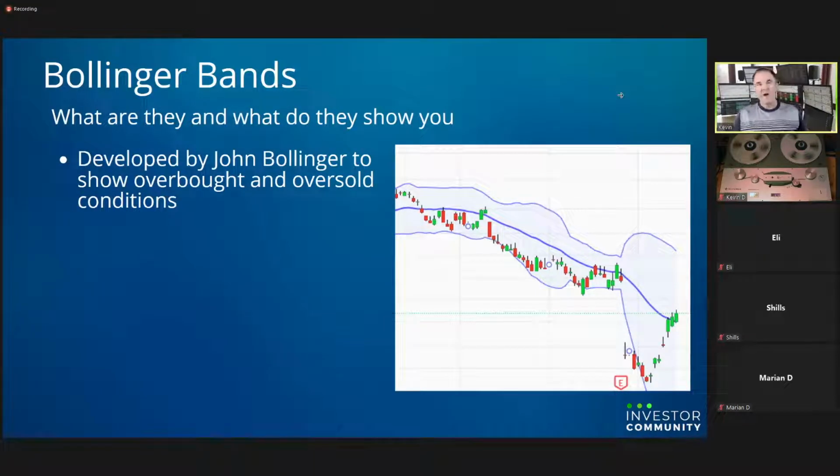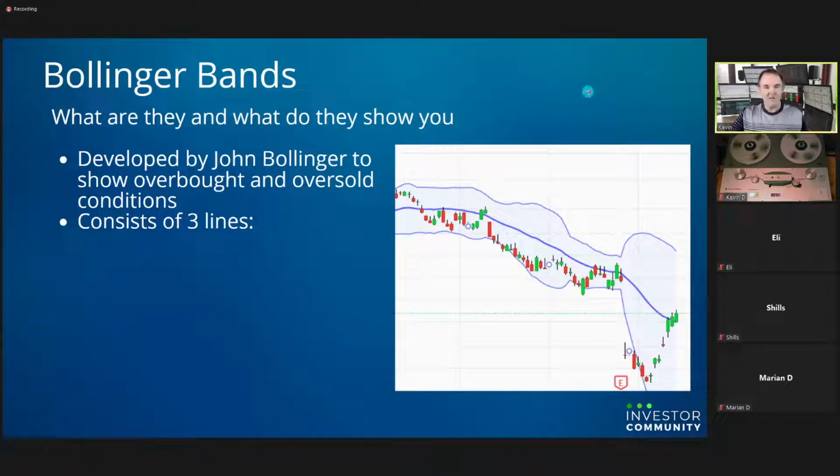So these were developed by a man called John Bollinger to show overbought and oversold conditions, and you can see that in this chart, right? I probably should have chosen a better chart, really, because it's not really showing you any oversold conditions, except right at the very beginning here. This is Meta, by the way, so that's why it's just basically entirely oversold. But anytime we come down to these lower bands, that is where we would consider this to be oversold. And if we're at the top band, we would consider that to be overbought.